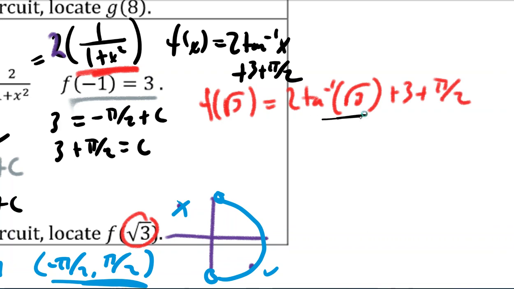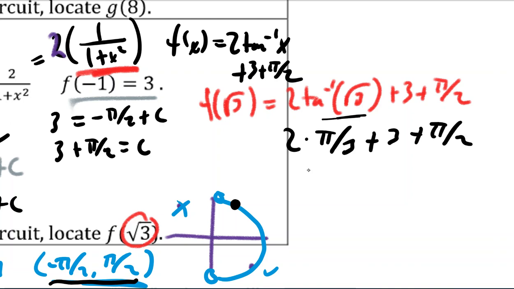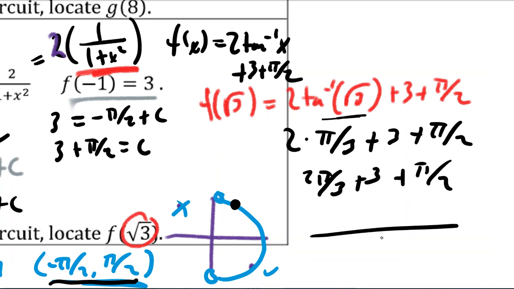So once again, we need to know unit circle tangent values, and we have to know the range of this inverse tangent. So within -π/2 to +π/2, the angle that's going to have that tangent is π/3. So you end up with 2π/3 plus 3 plus π/2. And if you get all of those to have a common denominator of 6, this guy gets multiplied by 2, this guy gets multiplied by 6, and this guy gets multiplied by 3.